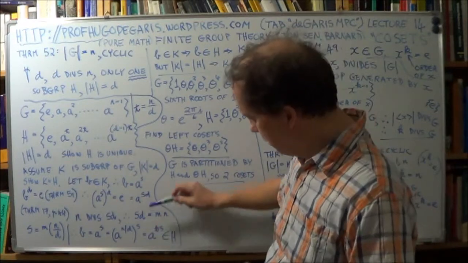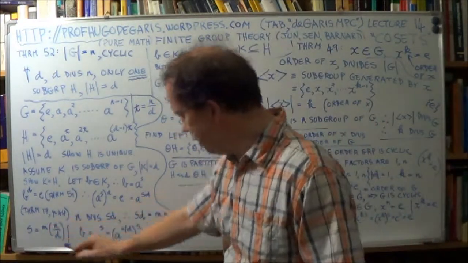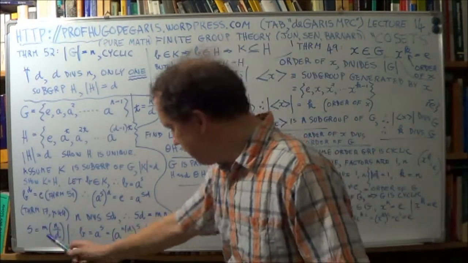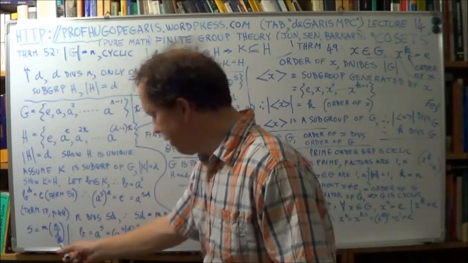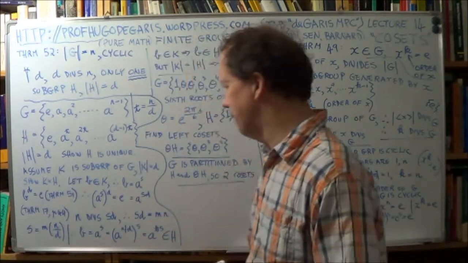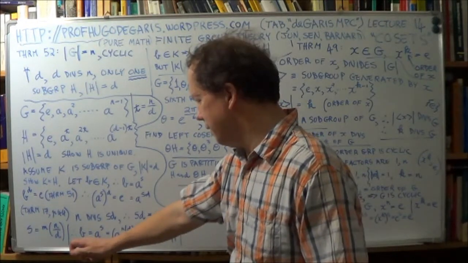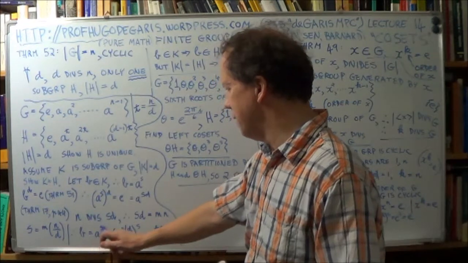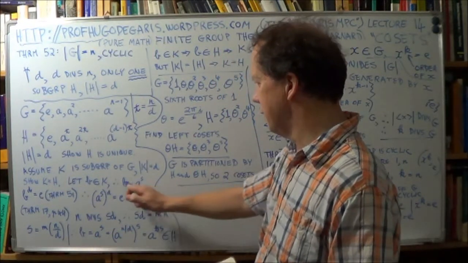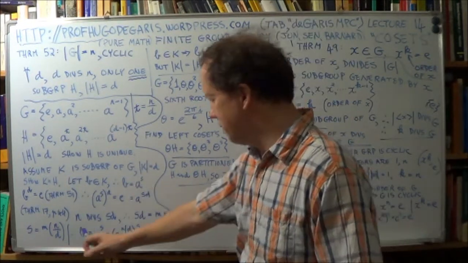Alright, so we can then solve for S. Just take the D under. So if SD is mn, then S is just mn divided by D. Now B is of the form A to the S. That's here. B is of that form.